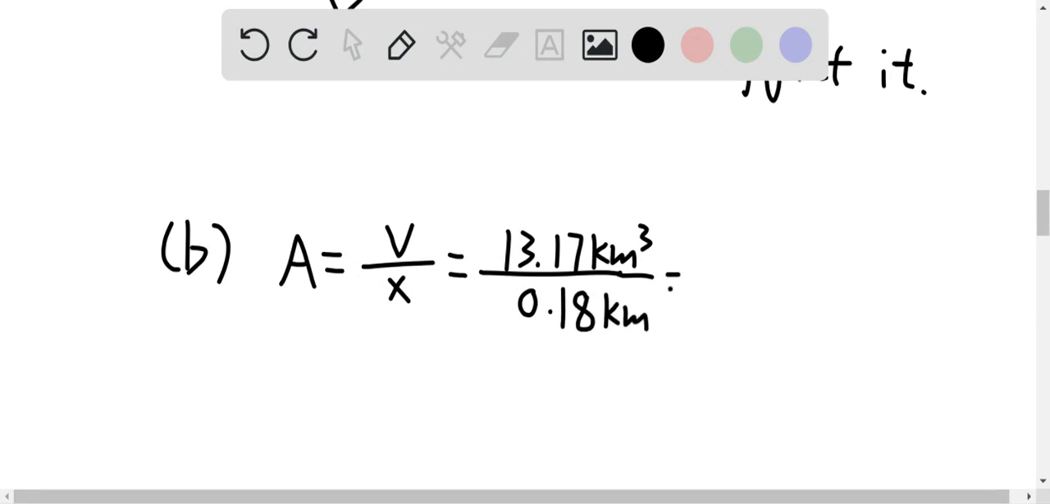This will give us the area, which is about 73 square kilometers. So this is the area that will be covered in 24 hours of operation. Okay, and these are my answers for the question. Thank you.